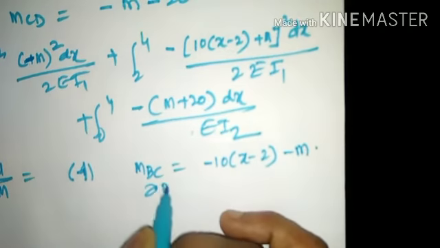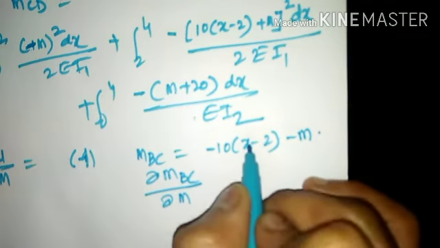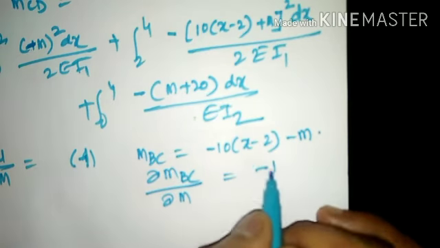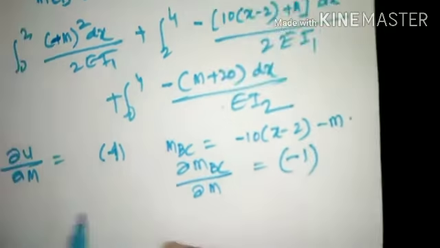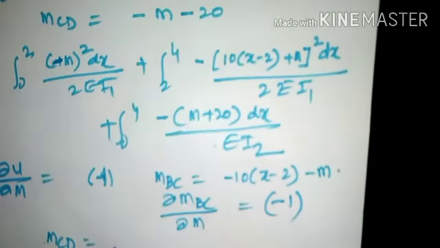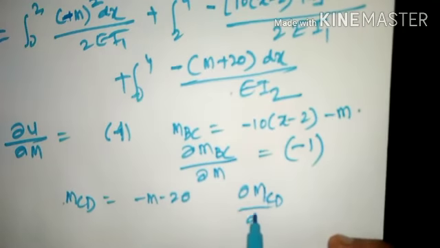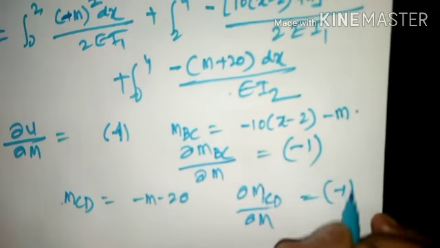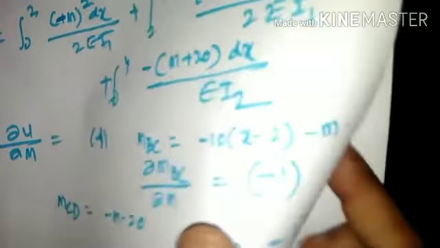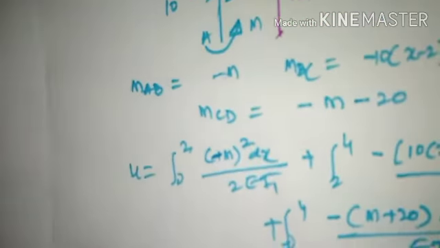So when you partially differentiate this, ∂m_BC divided by ∂m, the first term m does not exist, so this is minus of 1 again. Then the last term m_CD, which is minus m minus 20. Partial differentiation of this term with respect to ∂m will be minus of 1. So these are the expressions that we have to consider in the expression for rotation.